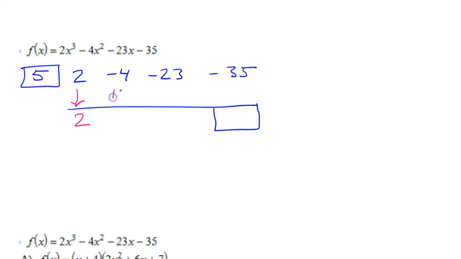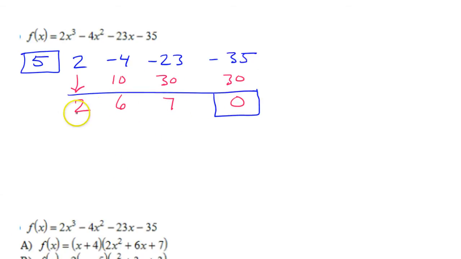2 times 5 is 10. Together that makes 6. 6 times 5 is 30. That makes 7. 7 times 5 is 35. And that makes 0. Alright, when you pull a 0 off your calculator, you should always get 0 here. Otherwise you made a mistake and you might as well go back and find it.